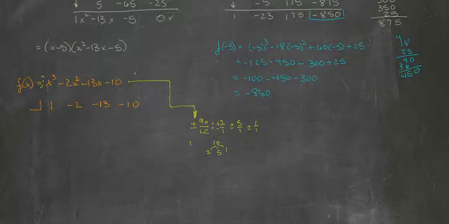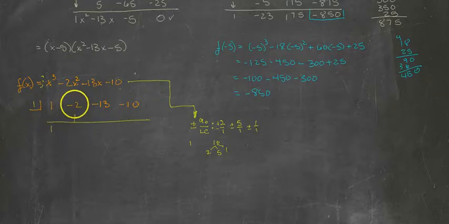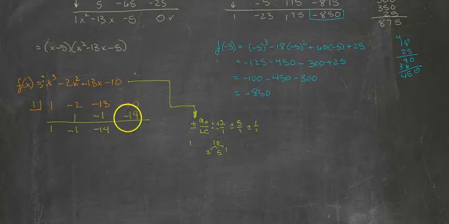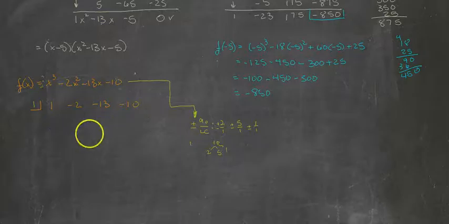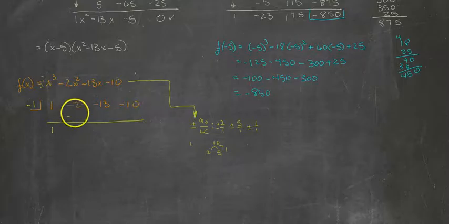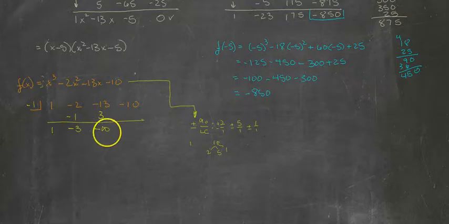So let's start with positive 1. I put in a positive 1 and do some quick synthetic division: bring down the 1, 1, negative 2 plus 1 is negative 1, negative 1, negative 14, negative 14. I get a remainder, so this is not a factor. Now let's try negative 1. Bring down the 1, negative 1, that's negative 3, positive 3, oh, this is looking good, which gives me a negative 10. A negative and a negative is a positive 10. My remainder is a 0.